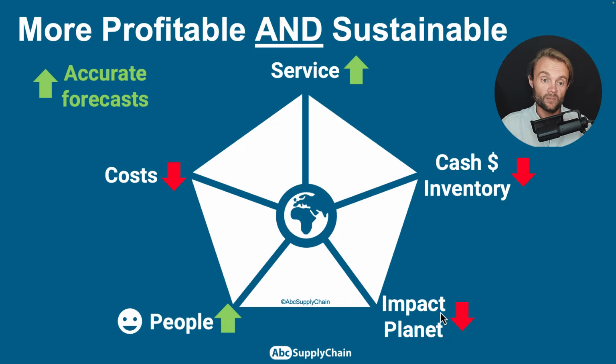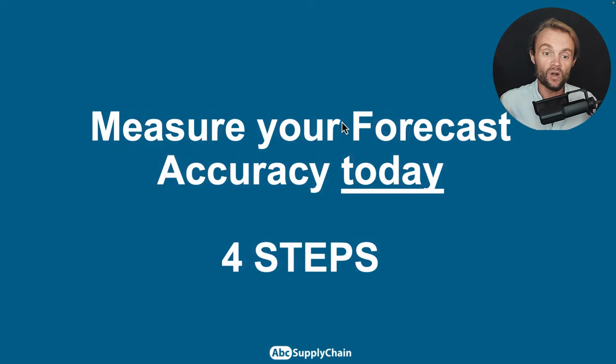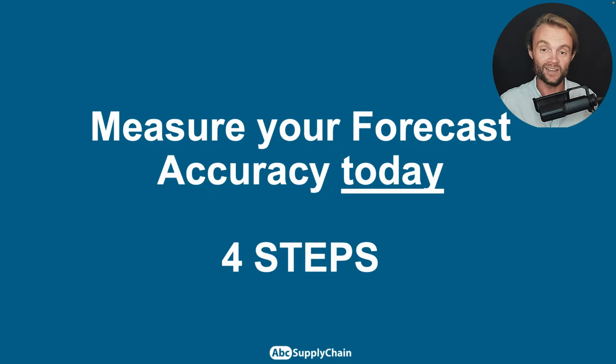And also, by having a better forecast, you will minimize the impact on the planet. For example, when I was supply chain director in Australia, when the forecast accuracy was poor, we had to ship our products by plane, which was terrible for the planet, obviously, but also terrible for the profit of the product. So I really encourage you to focus on this KPI if you want to have a more profitable and sustainable business. All right, so now how to measure your forecast accuracy today, 4 steps.